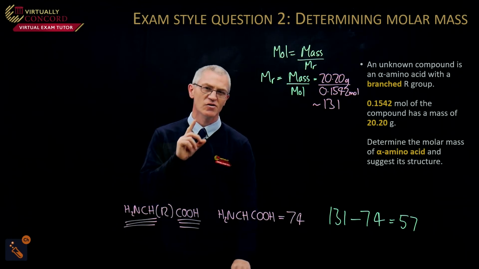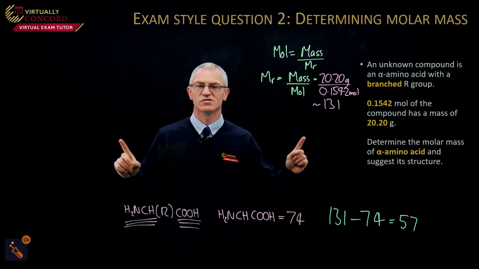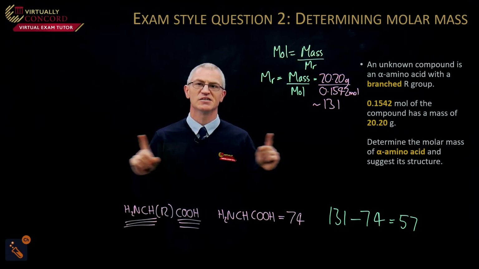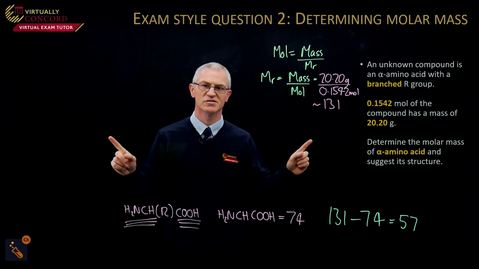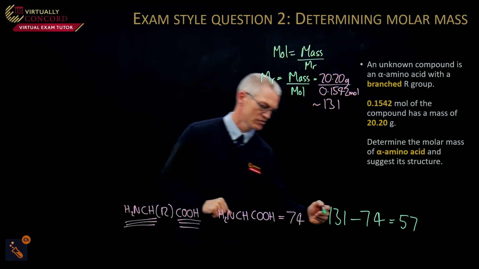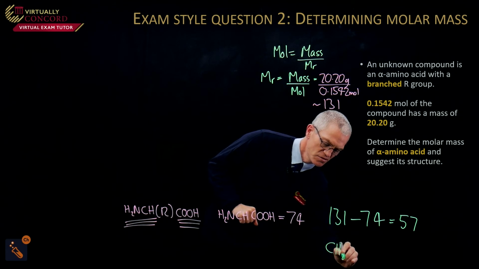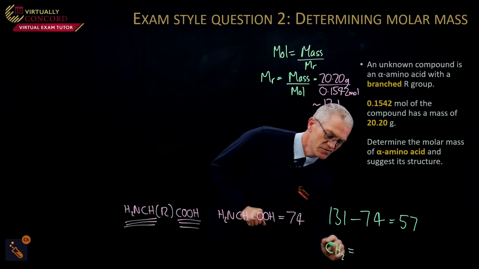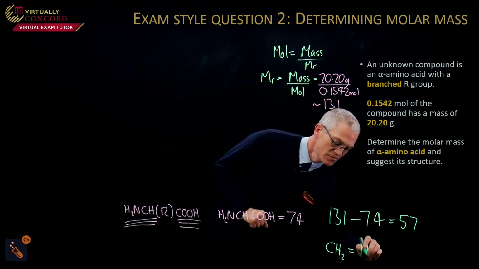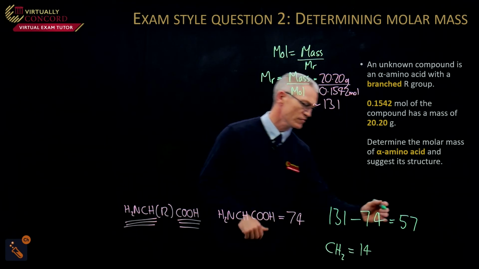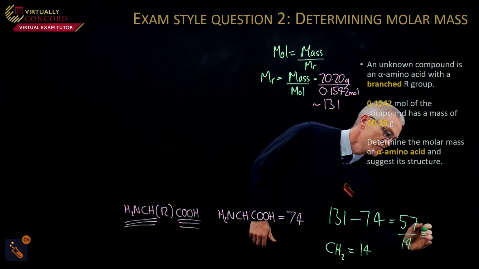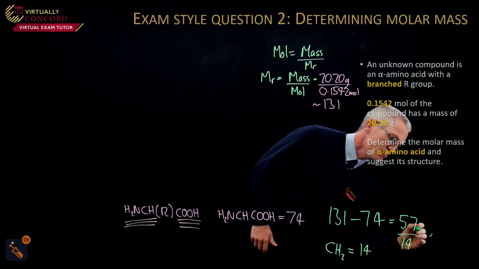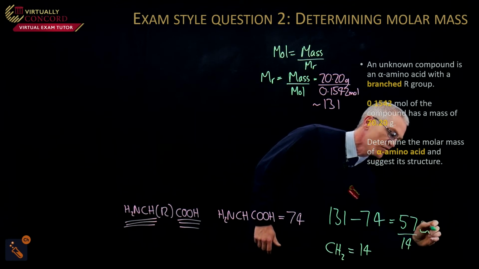So if you think about it, all alkyl chains are mainly made of CH2s. They might have CH3s, they might have the odd CH, but they're mainly CH2s. So if I look at CH2 and add up the different atomic masses, it is 14. So if I divide 57 by 14, it roughly comes out as 4.